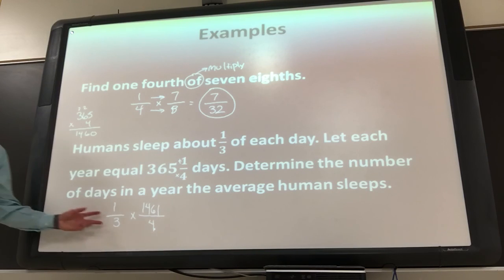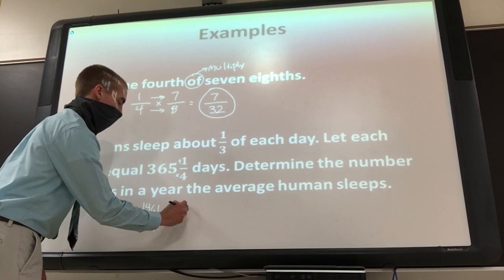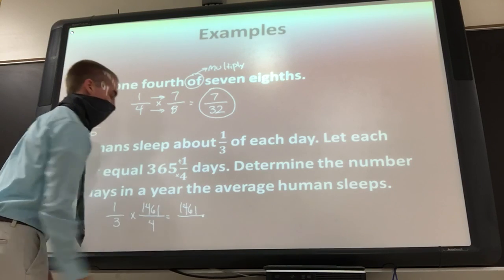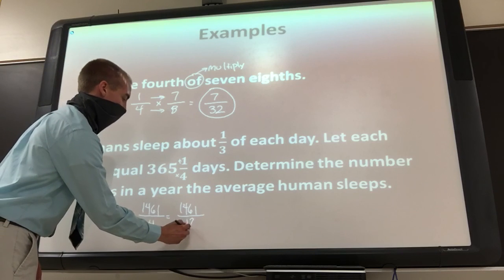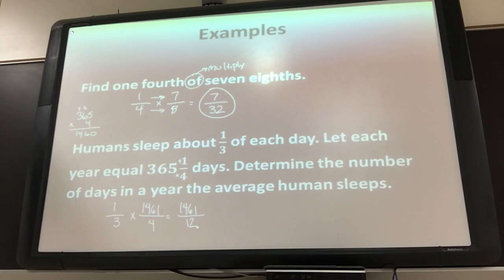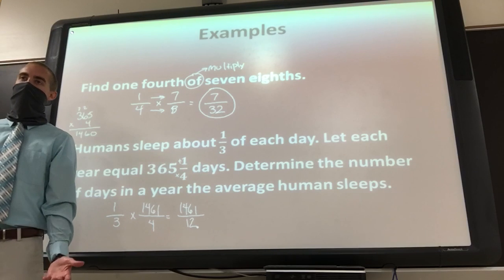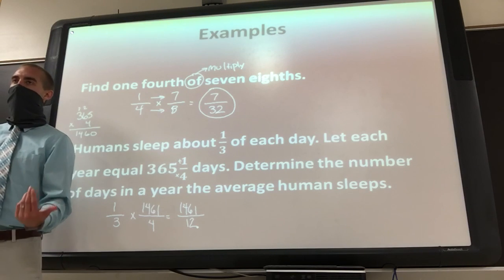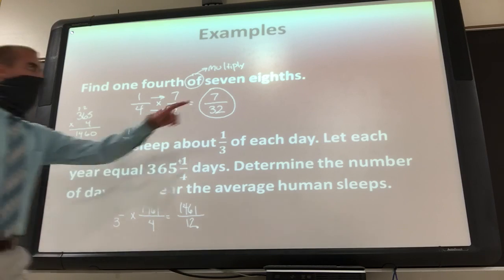And now we multiply straight across. So 1 times 1,461 would just stay 1,461. 3 times 4 would get us 12. So when you get something like that, I don't know if you can divide 1461 and 12 by the same thing. So I would just go straight into make this a mixed number. Okay? So let's divide over here.